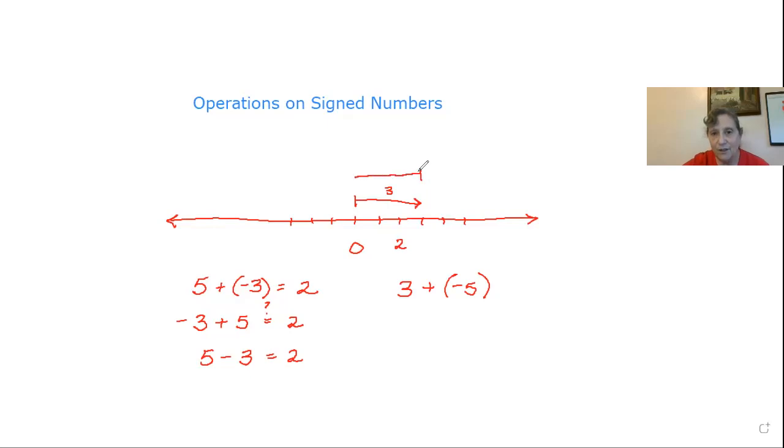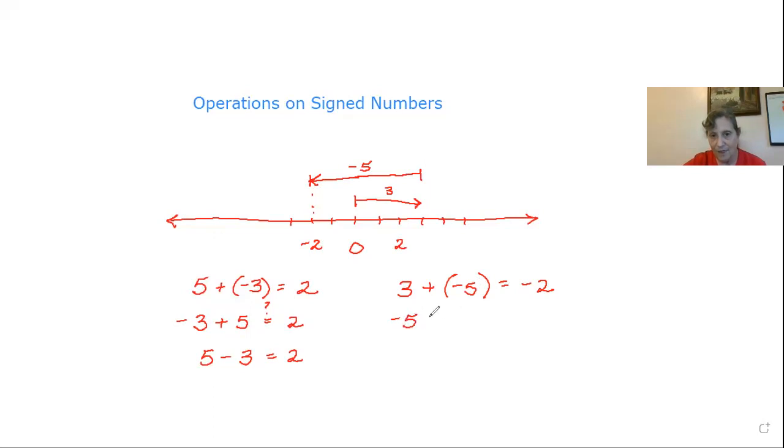Now the first 3 out of those 5 take us back to 0. 2 more, 1, 2, drops us on top of the -2. 3 to the right and then 5 to the left is going to be more movement to the left than it is to the right. So we're going to end up on the negative side of 0.